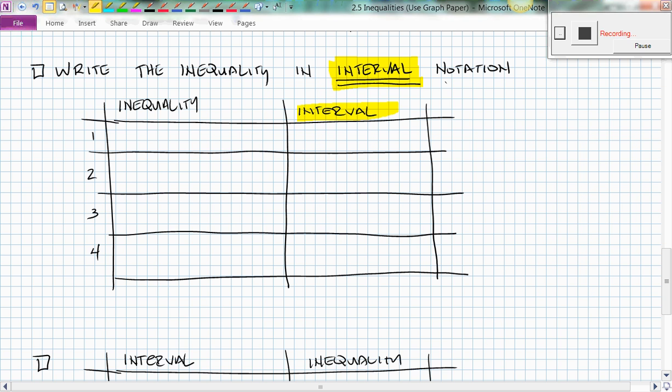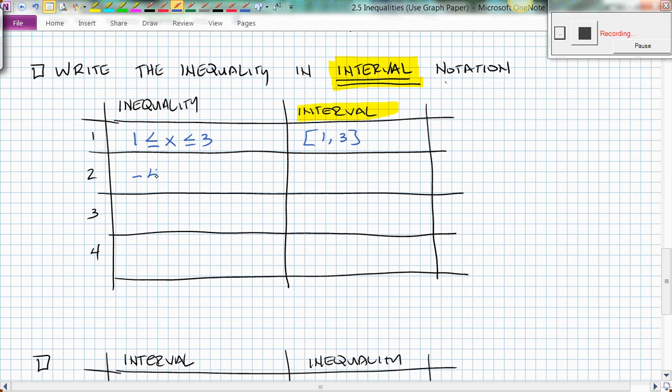So you are used to this. This is what you guys are used to. You're used to 1 less than or equal to x less than or equal to 3. Well, I need you to write that, since we're including the 1, a bracket 1, comma 3. So that's an interval notation. This is an inequality notation.